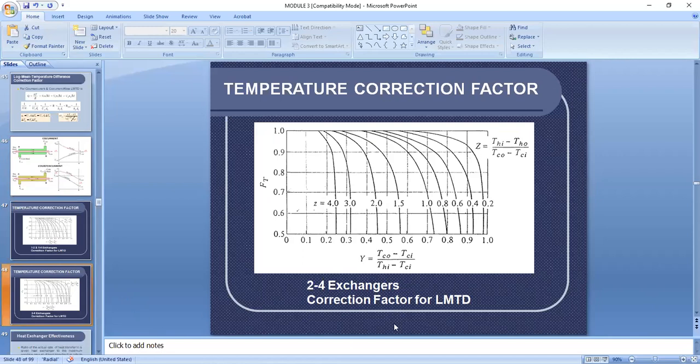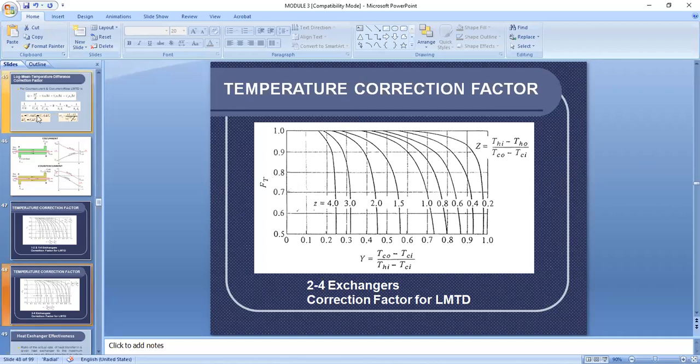What you have here are the inlet temperature of the hot fluid, the outlet temperature of the hot fluid, the outlet temperature of the cold fluid, and the inlet temperature of the cold fluid. Just substitute the values here, and once you have the Y, you use that for the horizontal axis, and the Z is for the curves. If you don't have the exact Z curve for the Z value you got, just approximate based on the shape of the curves. Then you get the F sub T, the temperature correction factor.